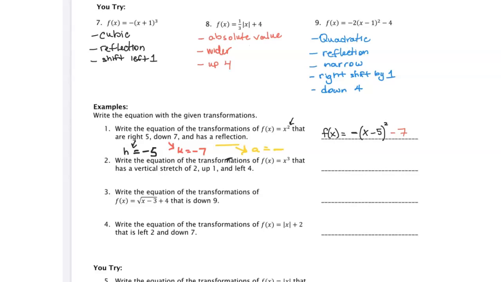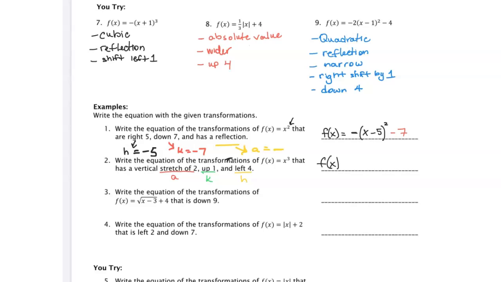Let's try number 2. Write the equation of the transformations of f of x equals x cubed that has a vertical stretch of 2, up 1, and left 4. So vertical stretch, that has to do with our a value. Our up 1 has to do with our k value. And our left 4 has to do with our h. So let's go ahead and begin writing the equation.